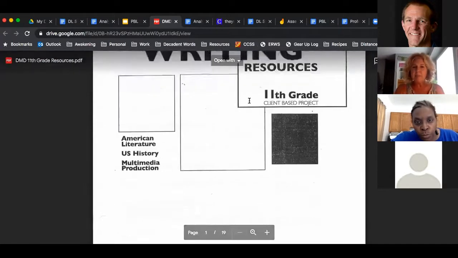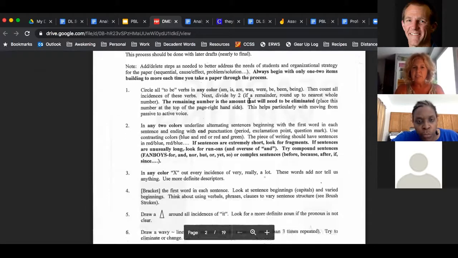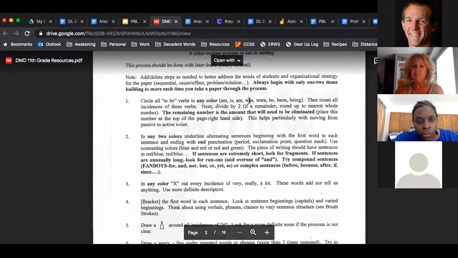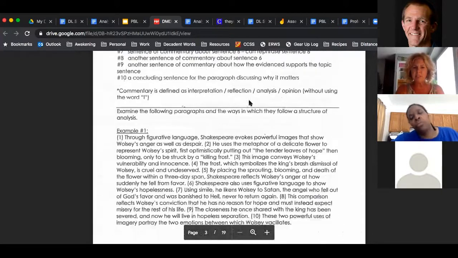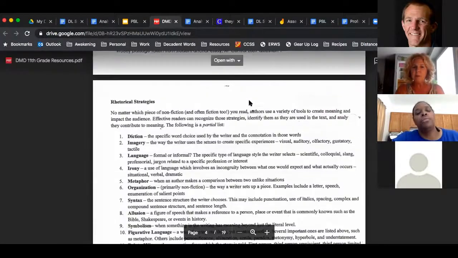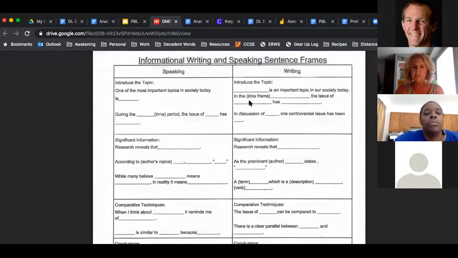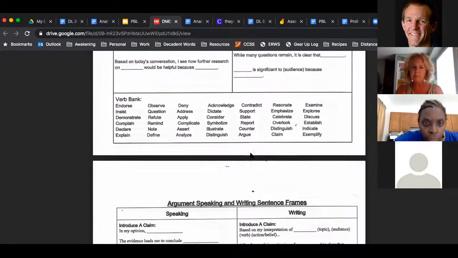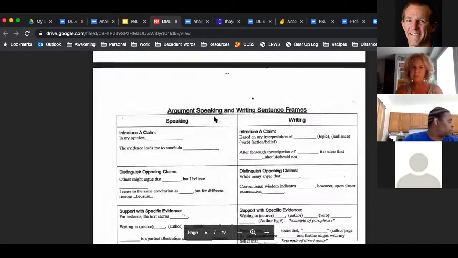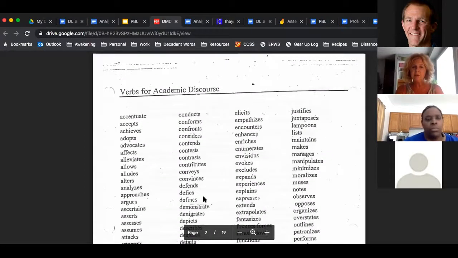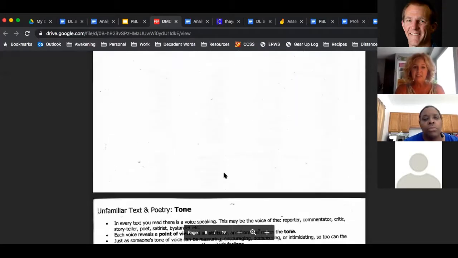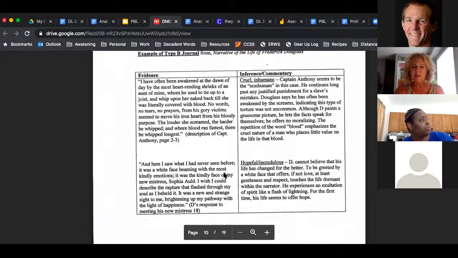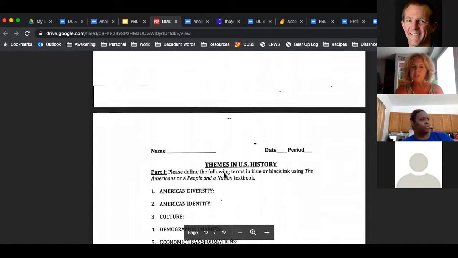Basically what we did was we scanned it and just put in the resources that we were finding that we were using across content areas. And so different rhetorical strategies are included in here, sentence frames, academic language, more academic language that I wanted students to be using to have variety in their writing. So I'm taking you on a tour through this to show you.